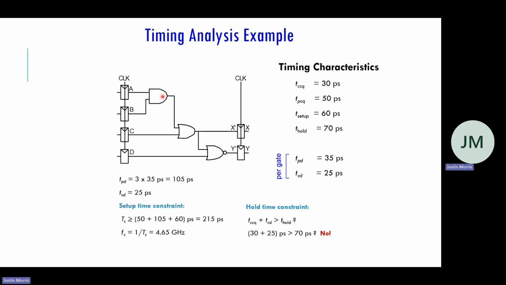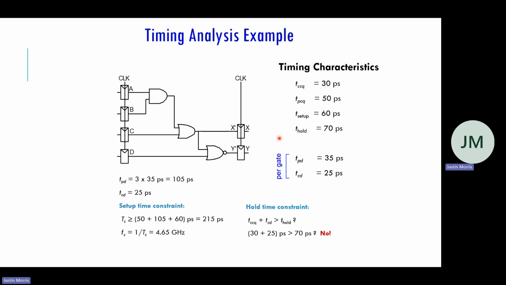And then the propagation delay of this combinational circuit, we have to do that analysis, right? So it's going through this AND gate, an OR gate, and a NOR gate, and we're saying that every gate has the same propagation and contamination delay. So that means the longest time is from A to Y or B to Y through 3 gates, right? So the propagation delay of the combinational part is 105 picoseconds. So that's where this 105 comes from. That's our TPD.